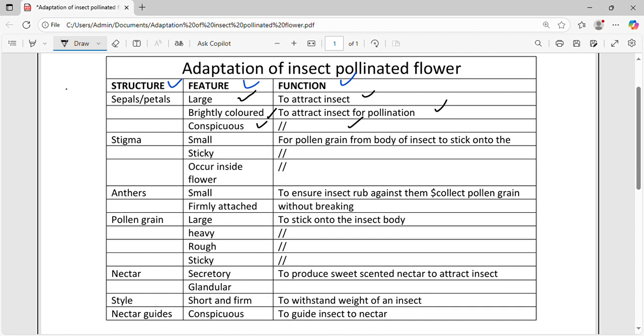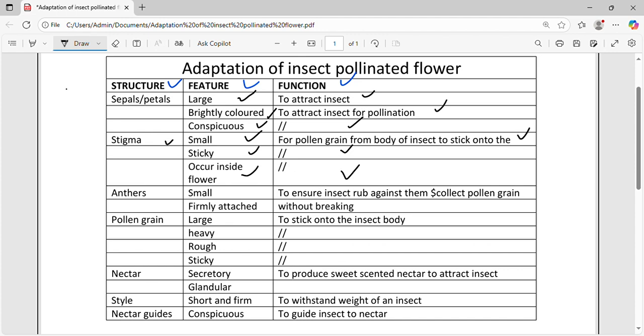Next, you go to the stigma. For insect pollinated flowers, the stigma is small, sticky, and occurs inside the flower. Why is it small? For pollen grain from the body of the insect to stick onto the stigma. Why is it sticky? For pollen grain to stick on the stigma. Why does it occur inside the flower? For pollen grain to stick on the stigma.